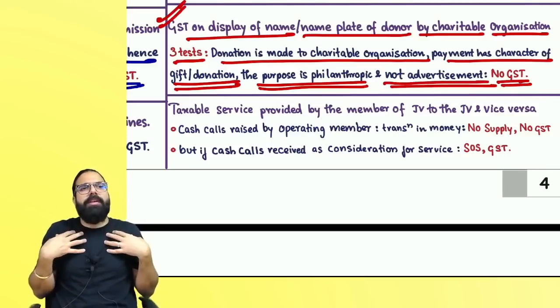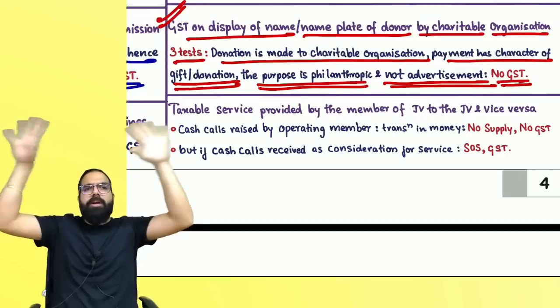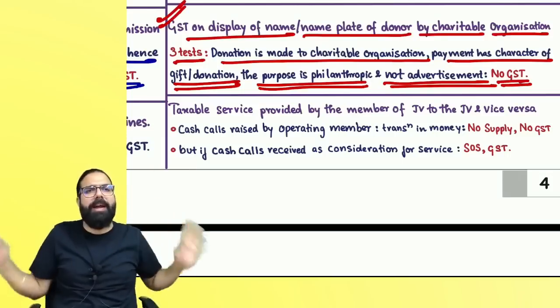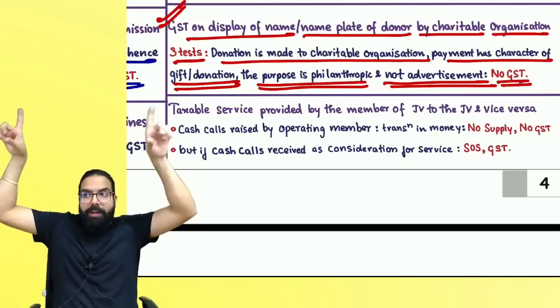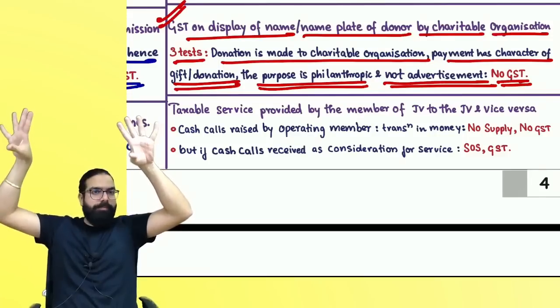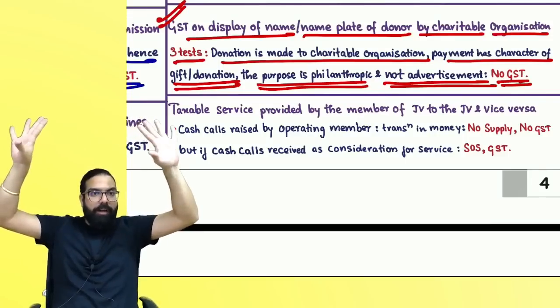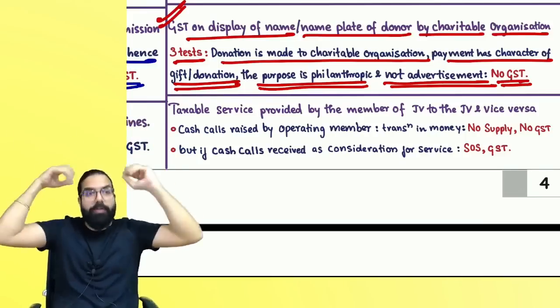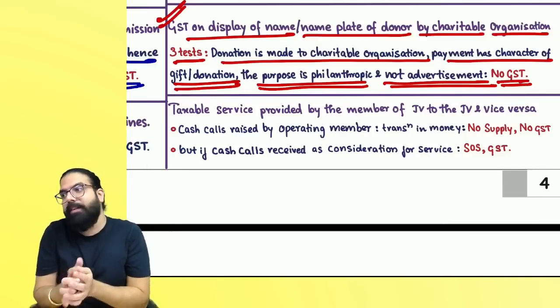I'm a charitable organization. I've just put your name plate. I've not advertised anything for you. I've not given you anything. Any service is not given. Then there will be no supply. But you gave me 10 lakh rupees. I advertise your business: donated by Venki in the memory of someone. Then it is not a service given by me, but sir, donated by Venkatesh and Co, Chartered Accountant, Bangalore. Then I have gone ahead and given you a service, and GST will come.